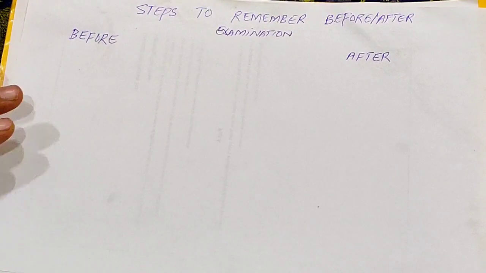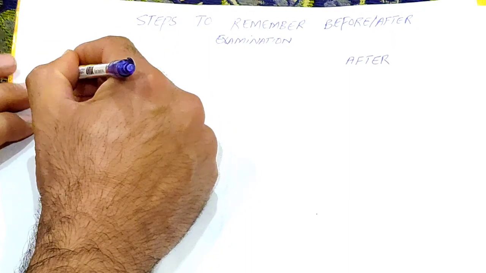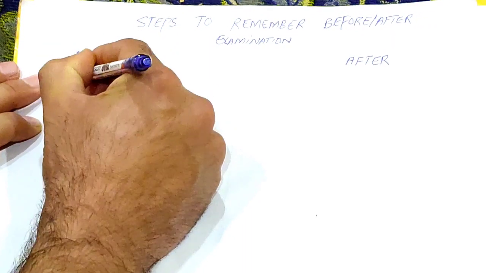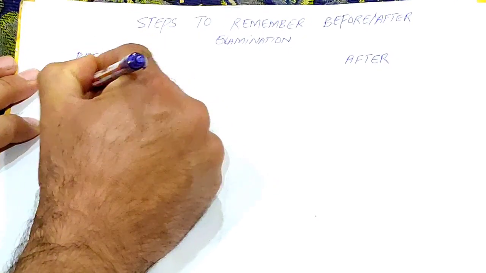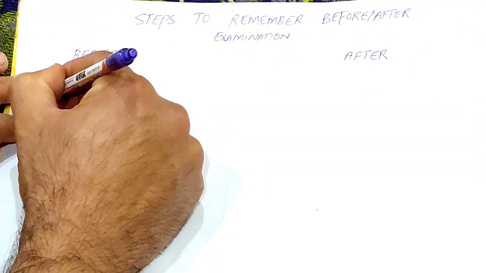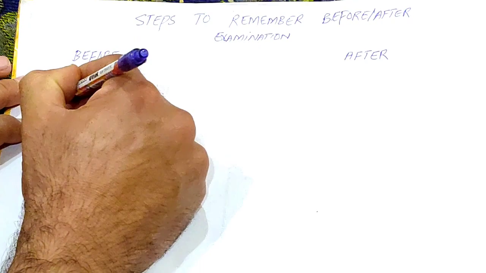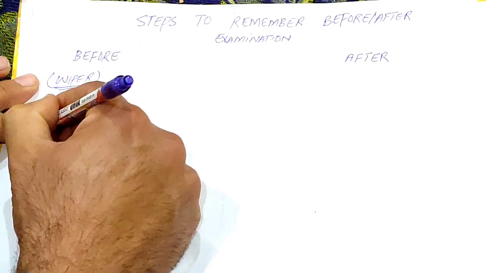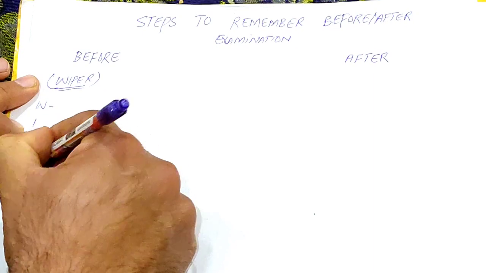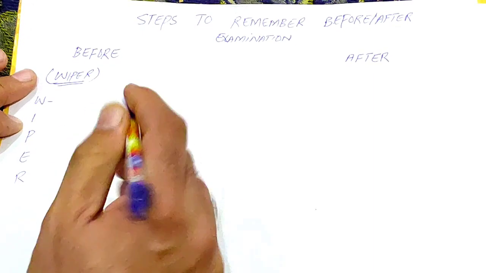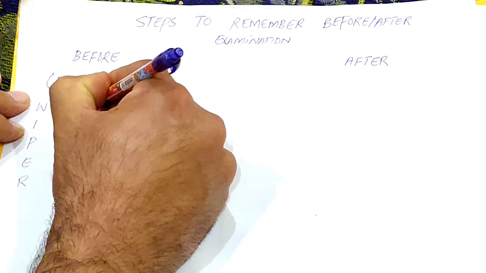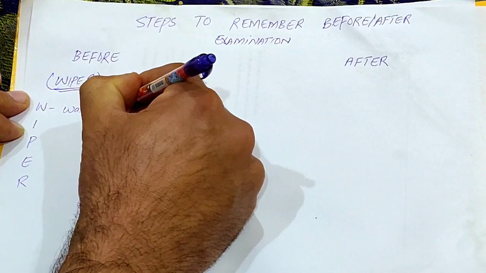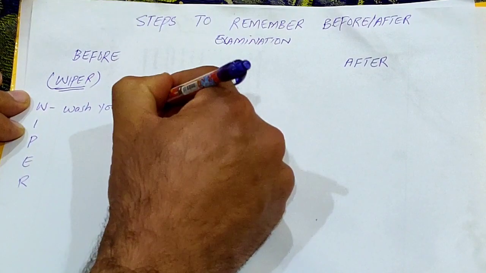Okay, so starting with the steps before the examination, the mnemonic is WIPER. We'll follow this mnemonic. Now, what does it mean? W, I, P, E, R. W stands for wash your hands. Before touching a patient, you should wash your hands. This is the necessary one.